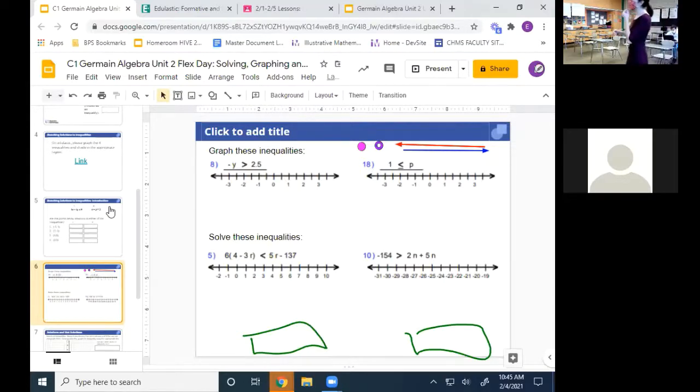Think about the type of point you're going to use. Think about the kind of arrow you're going to use in the direction. Well, really, it's just the direction.